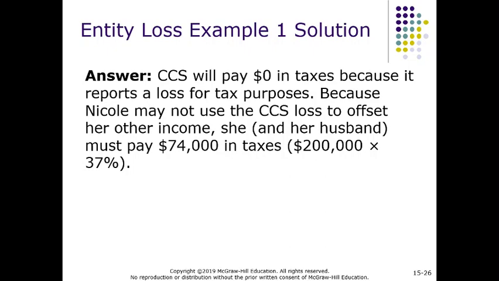So again, like I mentioned, they're simplifying the calculation on the husband's income, simply taking the $200,000 and multiplying by 37%. But hopefully, if you saw this before I said it, you'd realize, well, that's not the way it works. We have graduated tax rates on the individual side, and it depends on your filing status as well.